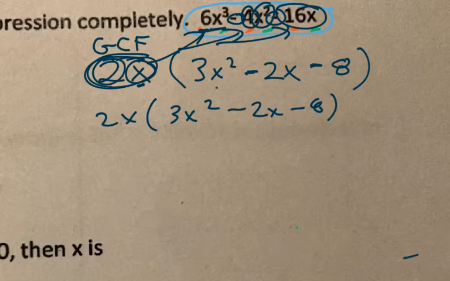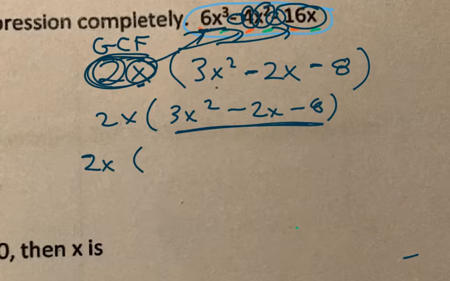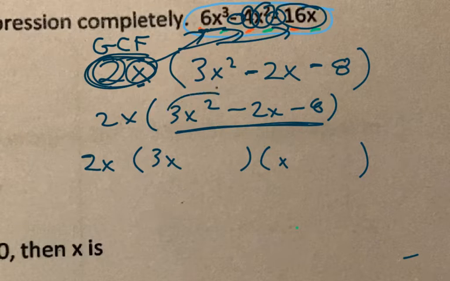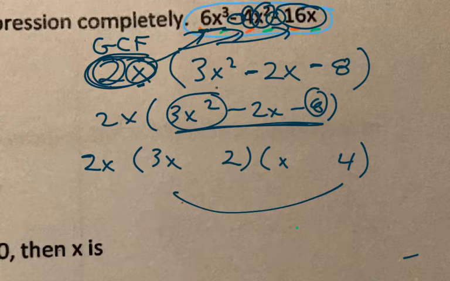Now what we've got to do is check this expression because it potentially also could be factored. So we'll have a 2x here, but we're going to ignore it for now. I know 3x times x is 3x squared. I know 2 times 4 is 8. Let's see here. 12 and 2 will not make a minus 2. Let's go ahead and switch them. So let's do 4 times 2 instead.